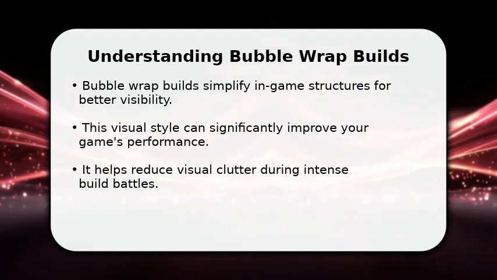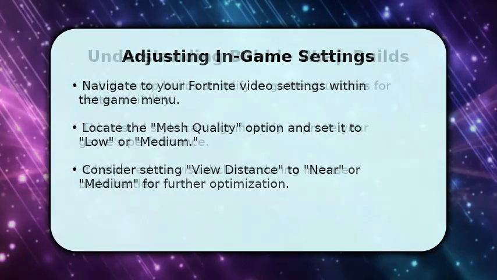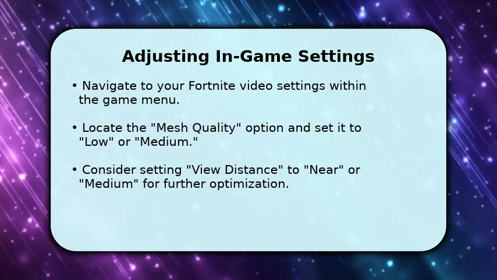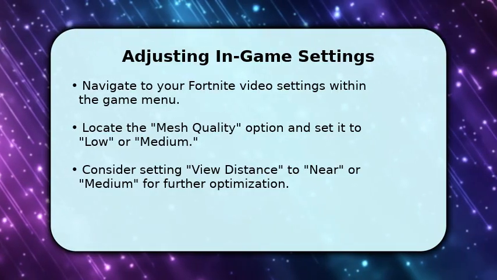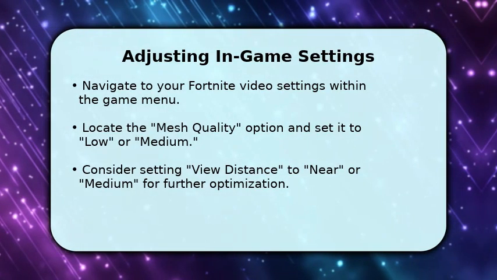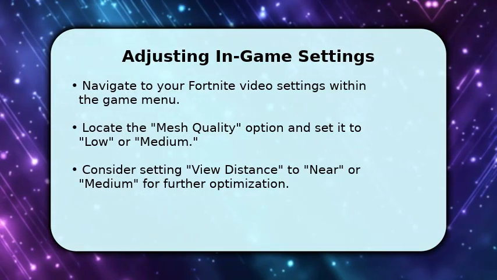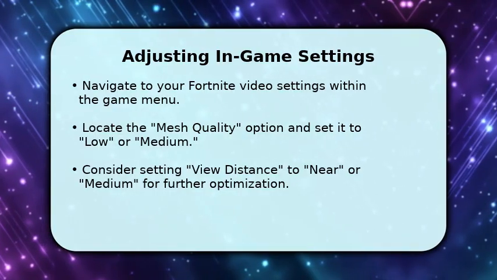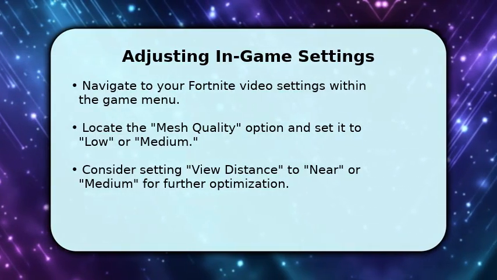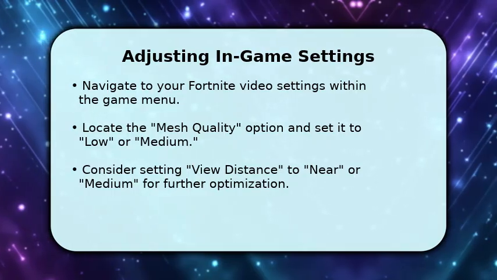It's a simple change with a big impact. To achieve the bubble wrap effect, first open Fortnite and go into your game settings. Look for the Video or Graphics tab. The key setting here is mesh quality. You'll want to set this to either low or medium. Experiment with both to see which provides the best balance for your system.